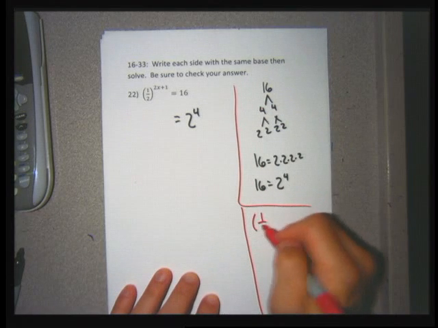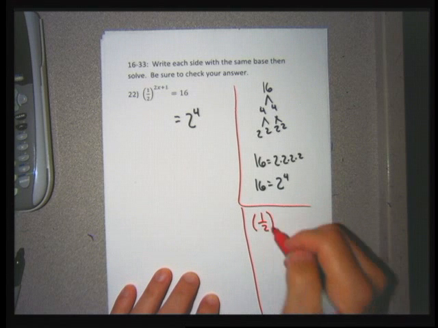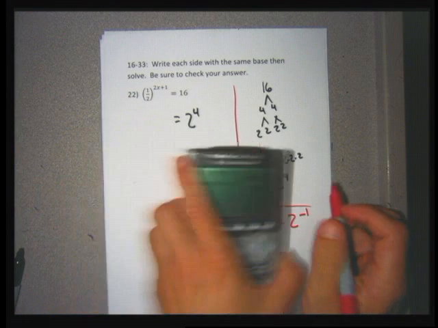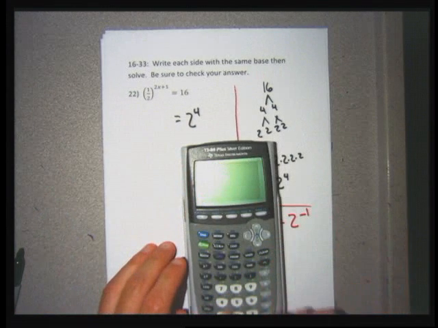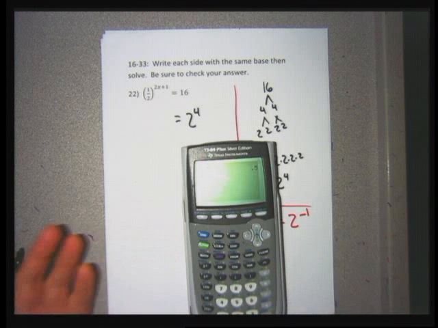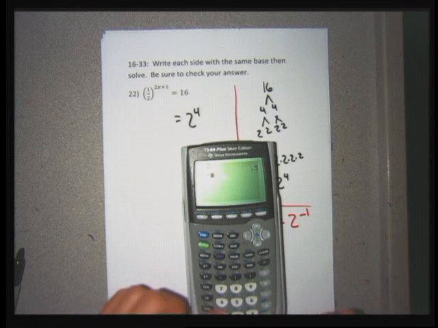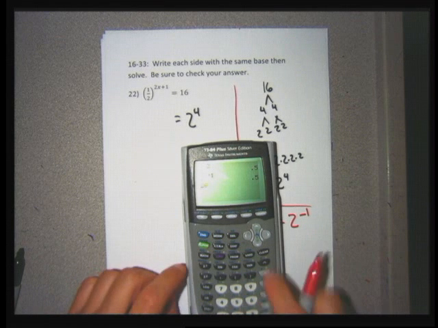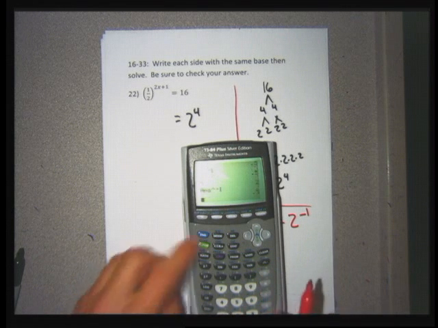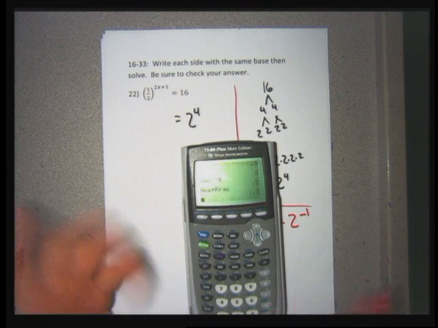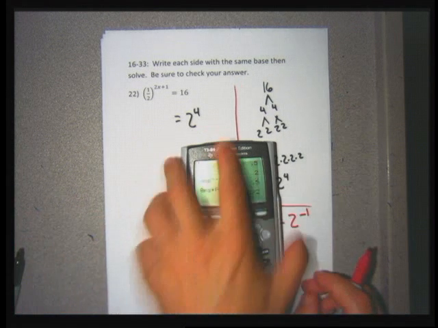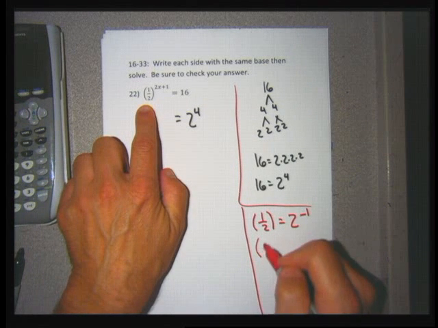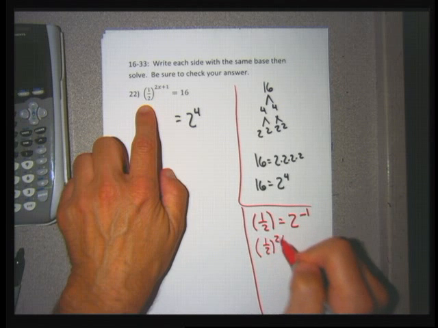On the left-hand side, 1/2 is the same as 2 to the negative 1 power. If I do 1 divided by 2, I get 0.5. If I do 2 up arrow negative 1 power, I also get 0.5. So I can rewrite this problem that says 1/2 to the 2x plus 1 power.